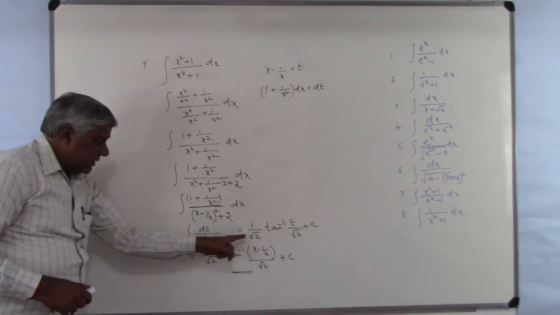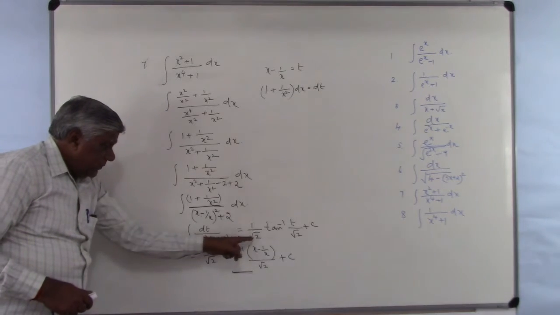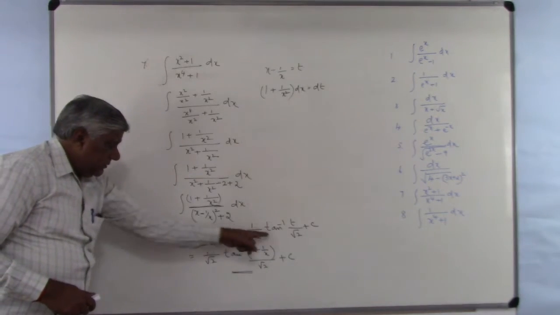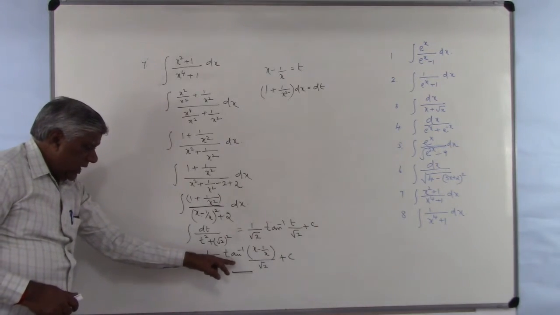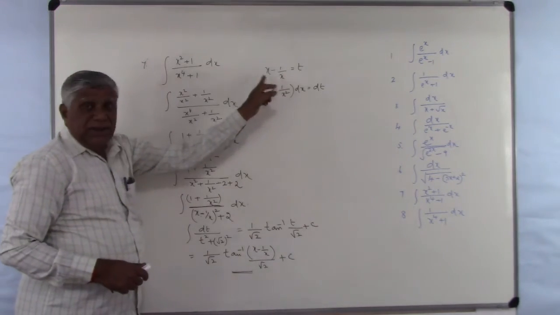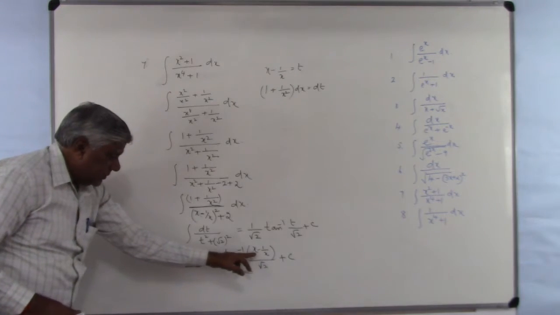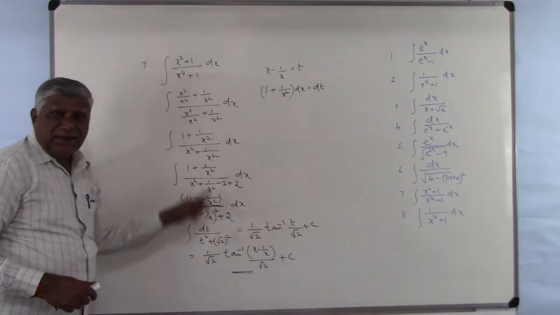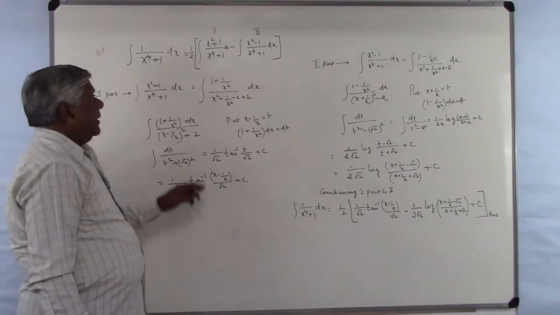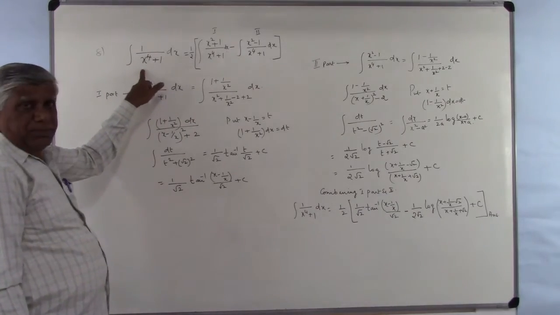This formula is 1 over root 2 tan inverse t by root 2 plus c, or 1 over root 2 tan inverse, where t is equal to what we have kept here, x minus 1 by x, that I have substituted, divided by root 2 plus c. That is the answer. Now we shall see this 8th problem.